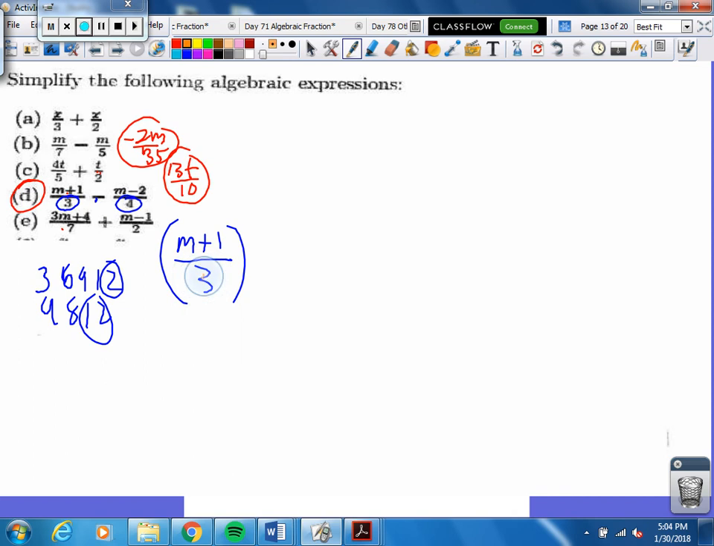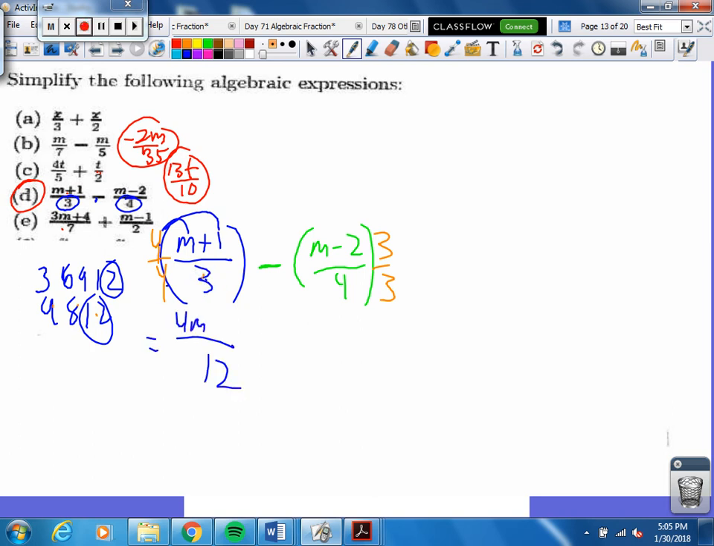So 3 times what is 12? That would be 4. 4 over 4. Okay. Minus. So I got m minus 2 over 4 here. What am I going to multiply that by? 1, 2, 3. 3 over 3. Boom. Okay. Do not forget to distribute. So my denominator is 12. And then I have 4m plus 4 right there. Don't forget to do that.